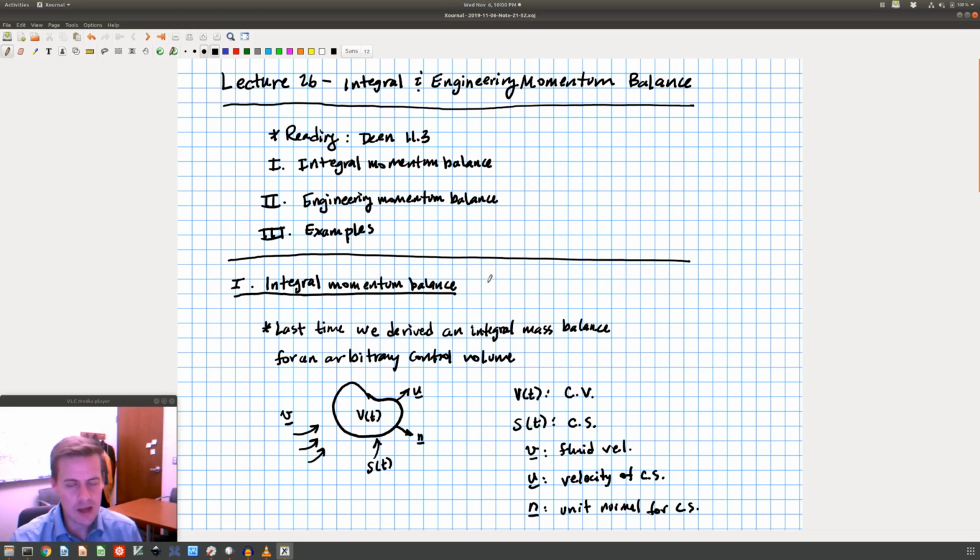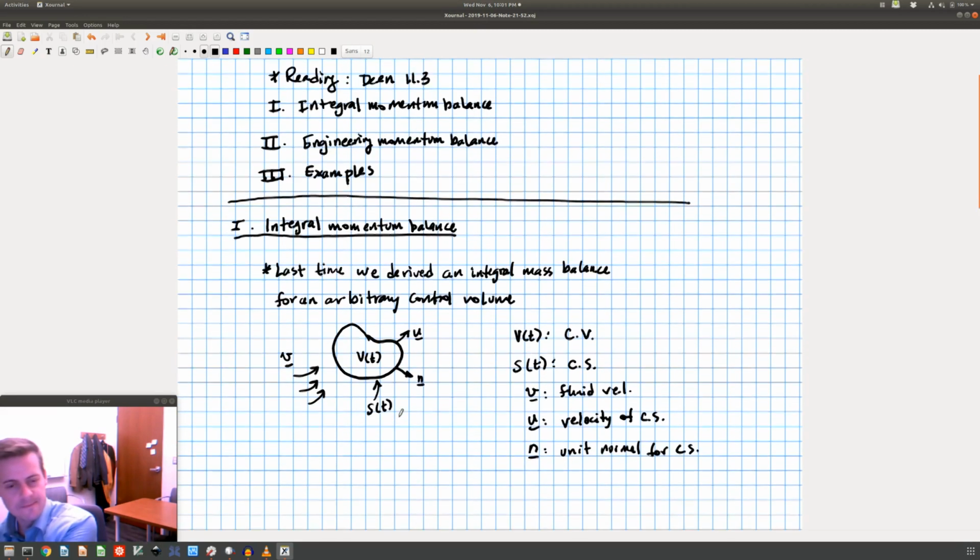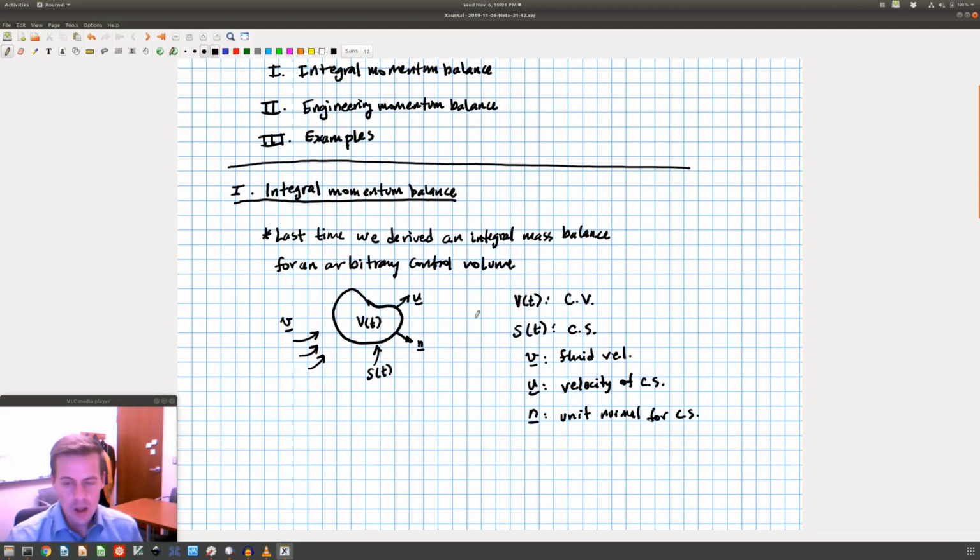So the last lecture we had before the exam, we talked about and derived an integral mass balance for an arbitrary region that I called a control volume. And remember that a control volume is just some fixed region of space. And I labeled some variables on this control volume. I said the volume of that control volume is called V, and it could be a function of time. The surface is called the control surface, and I give it a variable S. So V is the control volume, S is the control surface.